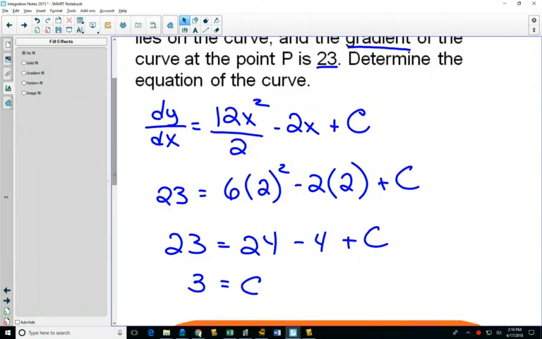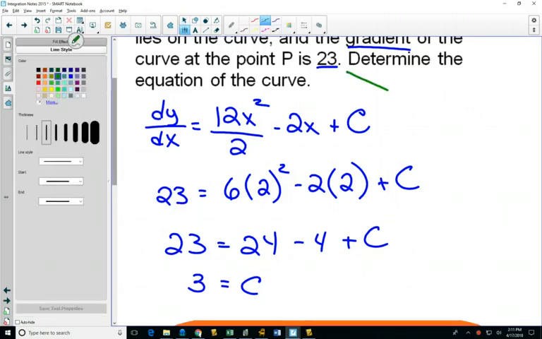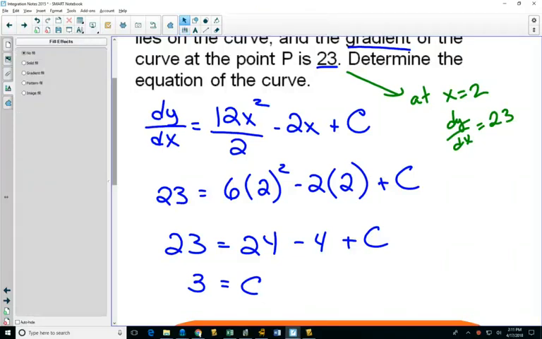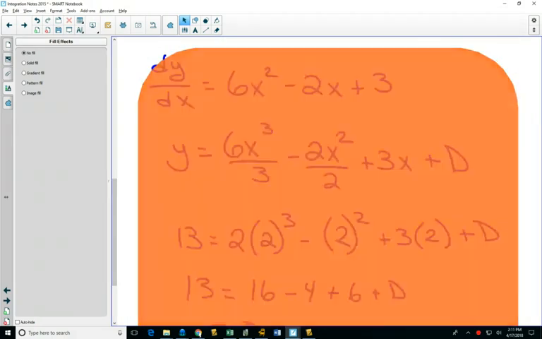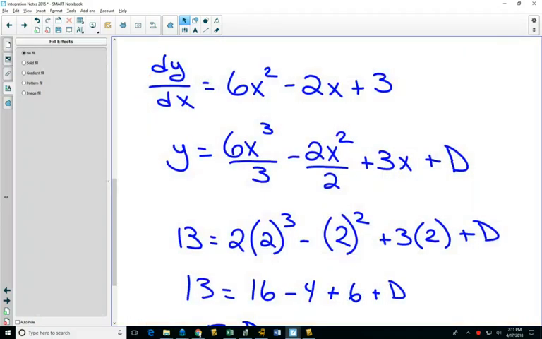dy/dx is 23 at that point, so at x equals 2, you can put that off to the side here. What this means is at x equals 2, dy/dx equals 23. And then once you have that information, we can integrate again. And we have to use a different letter because c already represented something in this question.